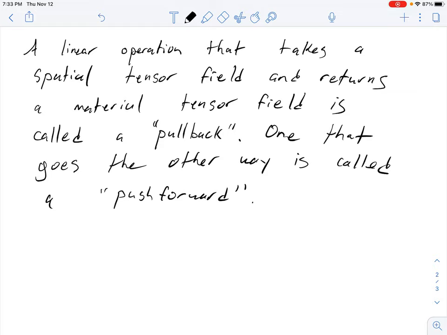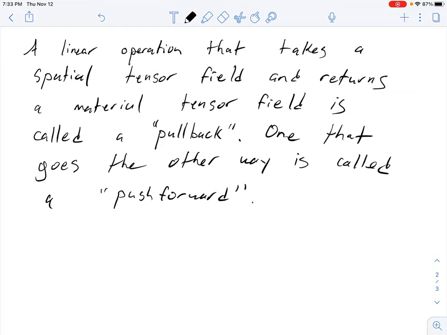So another one is fancy blackboard P with a line under it, G, which is defined as F inverse G F inverse transpose. So both P of G and P underscore of G, and they'll get into why that notation in chapter 13, one's going to be the covariant pullback and the other will be the contravariant pullback.